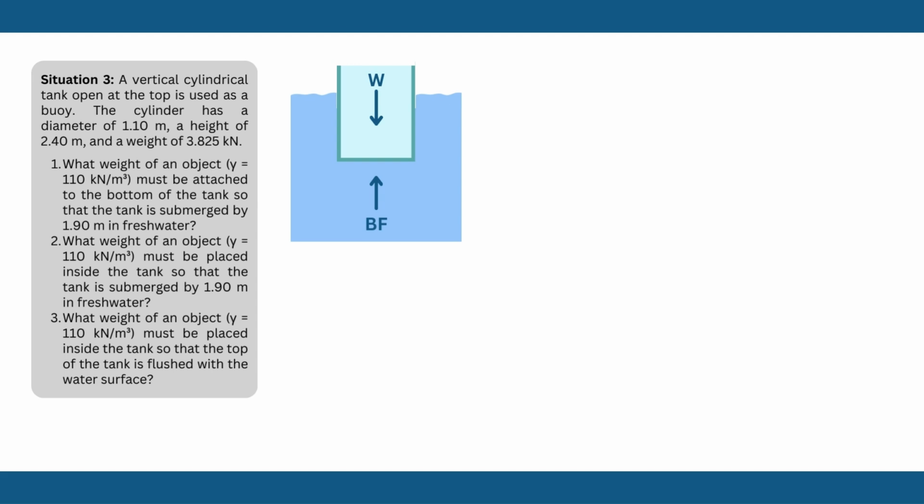Given the problem, what weight of an object must be attached to the bottom of the tank so that the tank is submerged by 1.9 meters in fresh water? What weight of an object, given the unit weight of 110 kilonewtons per cubic meter, must be placed inside the tank so that the tank is submerged by 1.9 meters in fresh water? And what weight of an object, given again the unit weight of 110 kilonewtons per cubic meter, must be placed inside the tank so that the top of the tank is flushed with the water surface?